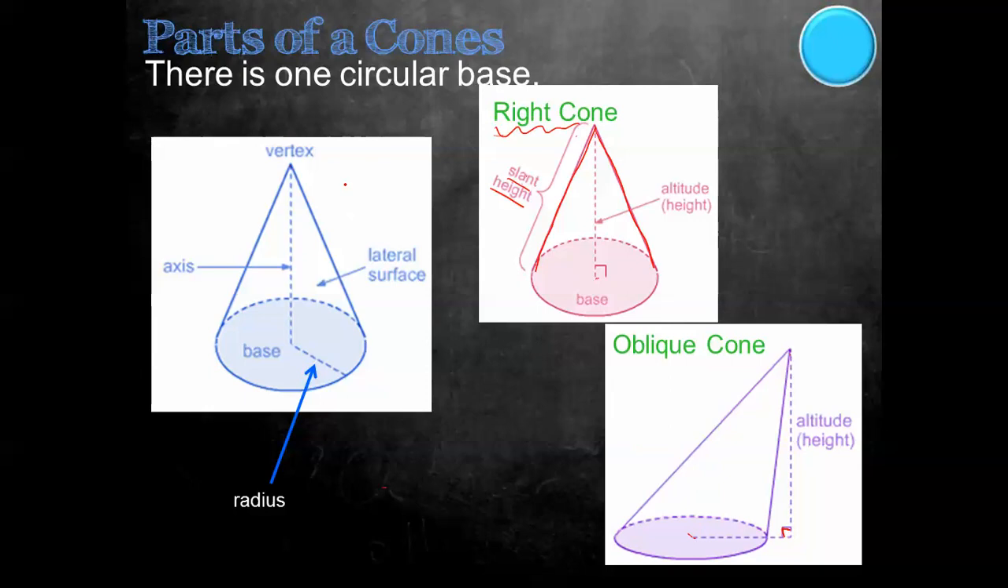Another way that it's like cylinders is that it has an axis. The axis is the line that connects the middle of the base to the vertex. So in a right cone, the axis is also called the altitude. If you were to have an axis on this cone, it's not drawn, it would be like this. It would go from the center of the base up to the vertex.